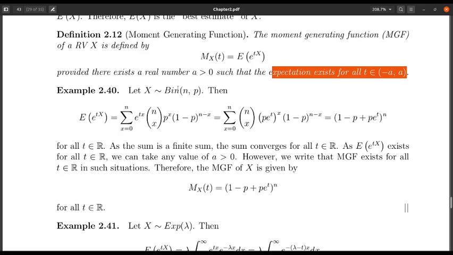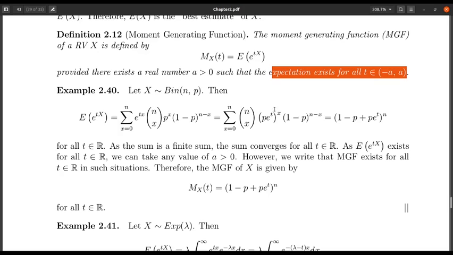We start with the binomial distribution. For the binomial distribution, we know that the probability mass function is nCx p to the power x (1 minus p) to the power n minus x, where the parameters are n and p respectively. So if I try to find the expectation of e to the power tX, it is the summation over x equals 0 to n of e to the power tx times the probability mass function of the binomial distribution.